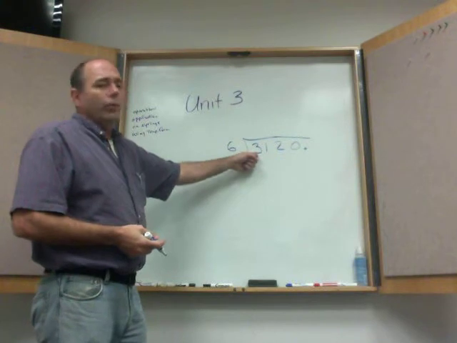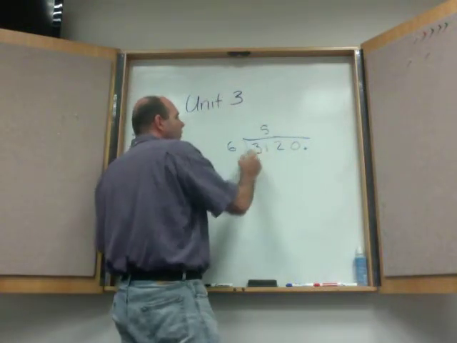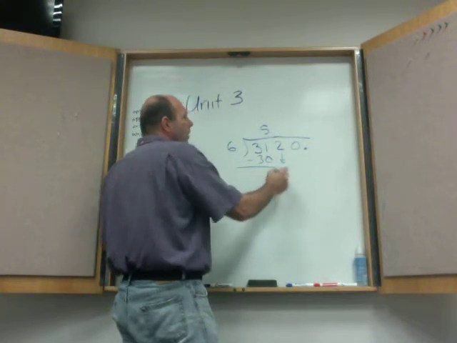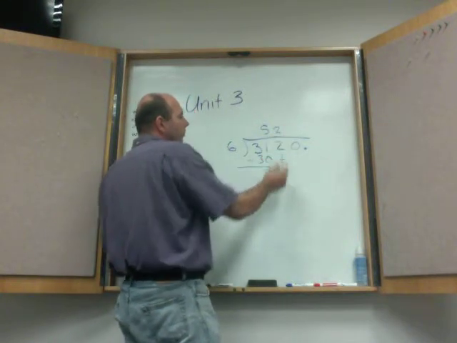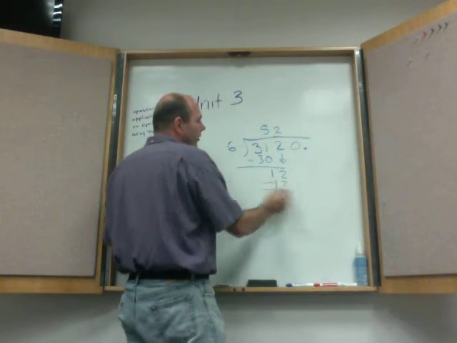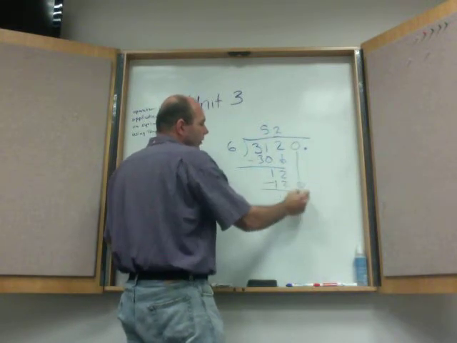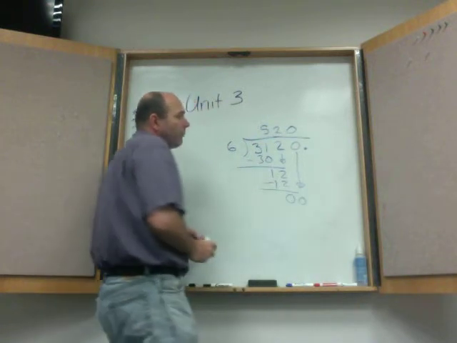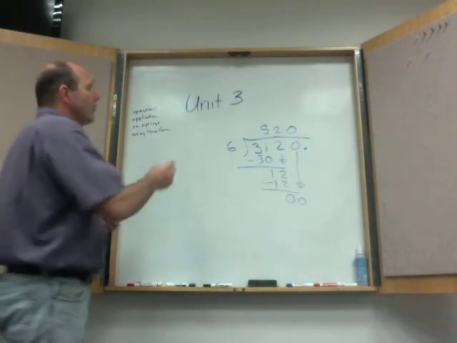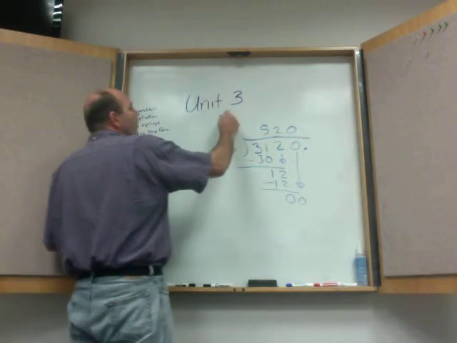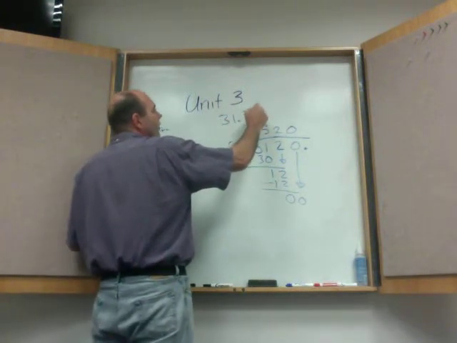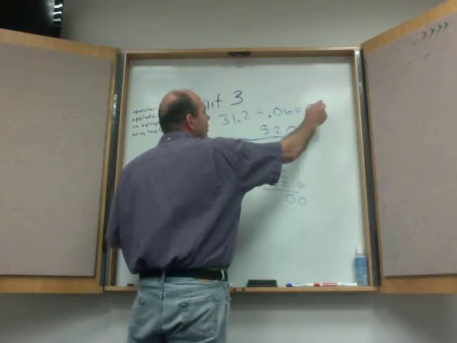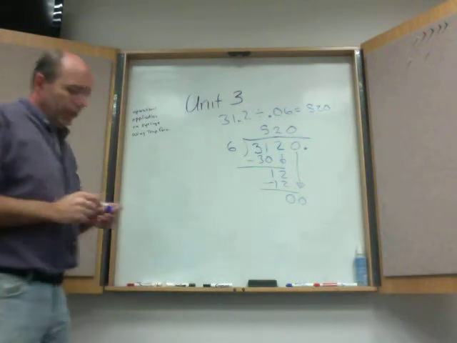How many times does 6 go into 31? 5 times. Subtract off my 30. I end up with 1, bring down my 2. 6 goes into 12 2 times, which is 12. End up with 0. Bring down my next number, which is also 0. 6 goes into 0 0 times. I am done. So the answer to 31 2/10 divided by 6/100 is equal to 520. Double check it on your calculator if you wish.